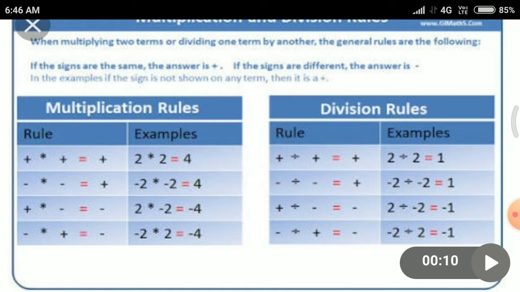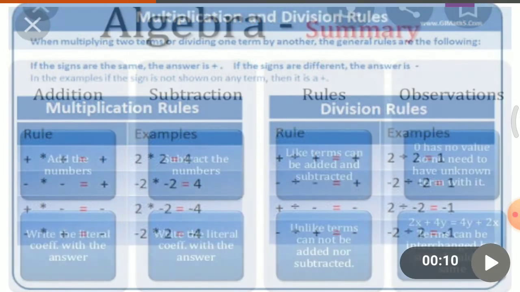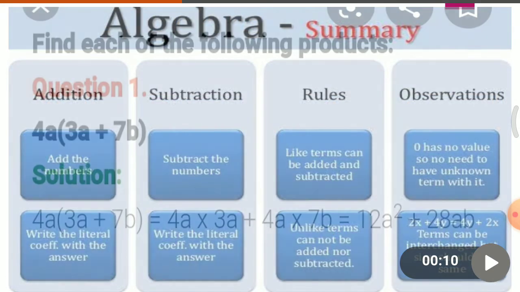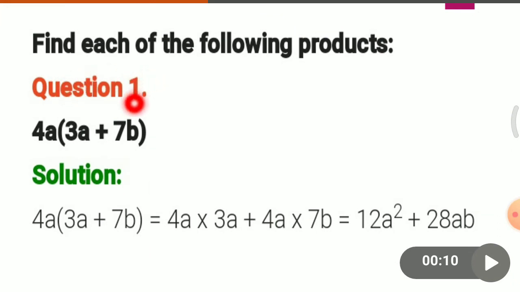So without taking too much time, I want to start your new chapter. Find each of the following product, meaning you multiply 4a multiply 3a plus 7b. You multiply 4 3s are 12, a and a is a square, and plus 4 7s are 28, a and b, so ab. 12a square plus 28ab. In the expanded form you write 4a multiply 3a plus 4a multiply 7b.